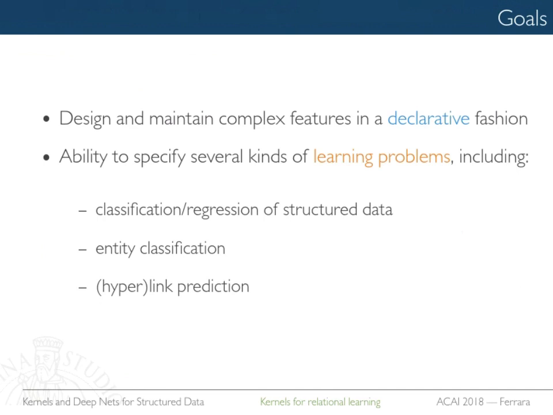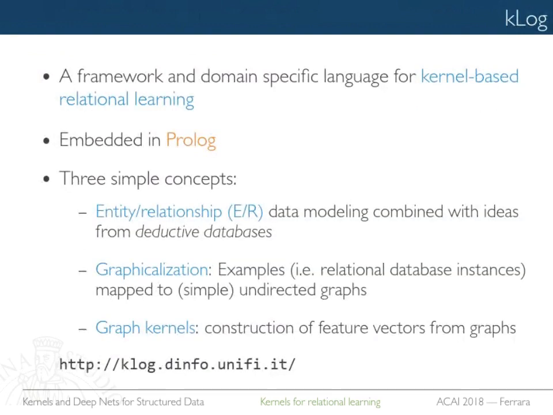So how many people vote for listening to something about K-log for like 10 minutes, or doing otherwise kernels for graphs with continuous attributes in the nodes or in the edges? So for K-log, and for the continuous attributes, yeah, all right. Okay, I will go for K-log because I understand.